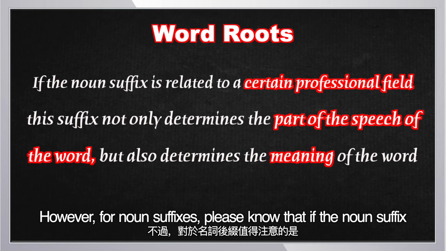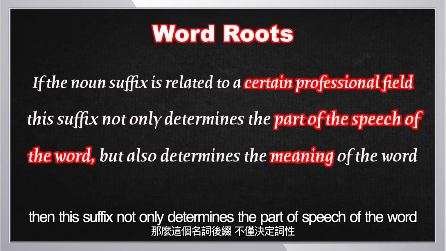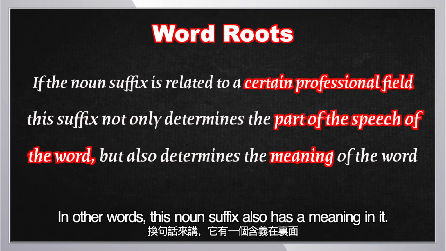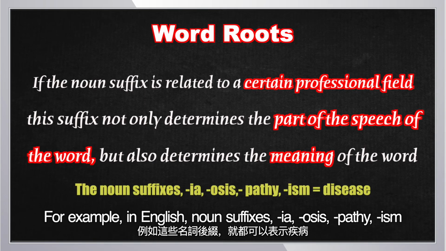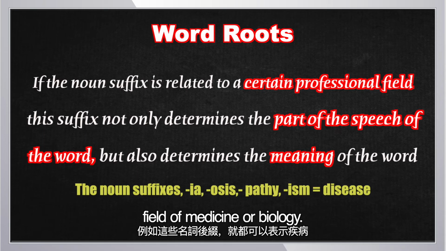However, for noun suffixes, please note that if the noun suffix is related to a certain professional field, then the suffix not only determines the part of speech of the word, but also determines the meaning of the word. In other words, this noun suffix also has a meaning in it. For example, in English, noun suffixes like emia, osis, itis, or ism can all mean disease, which are related to the professional field of medicine or biology.